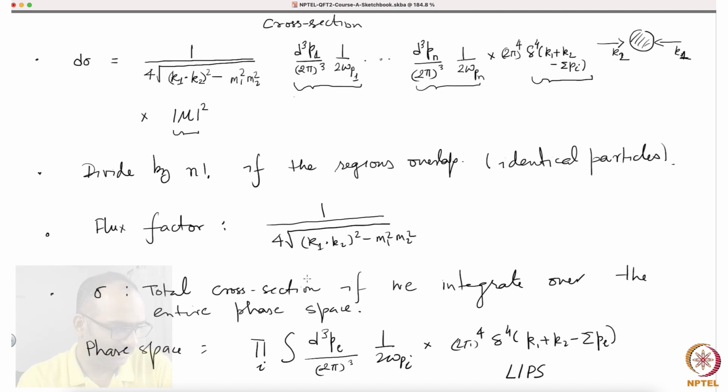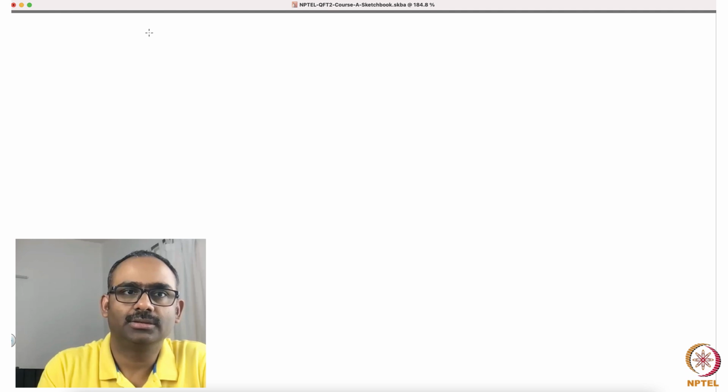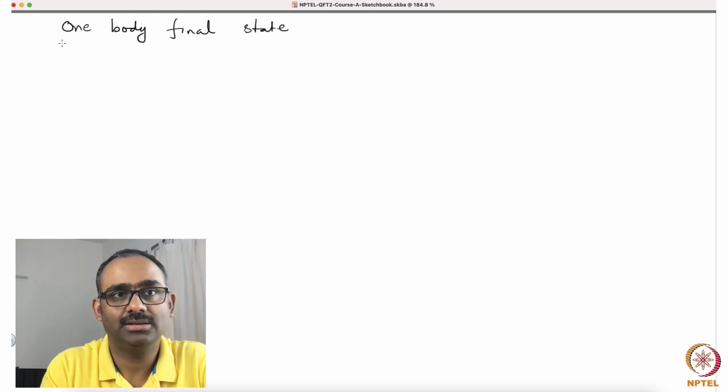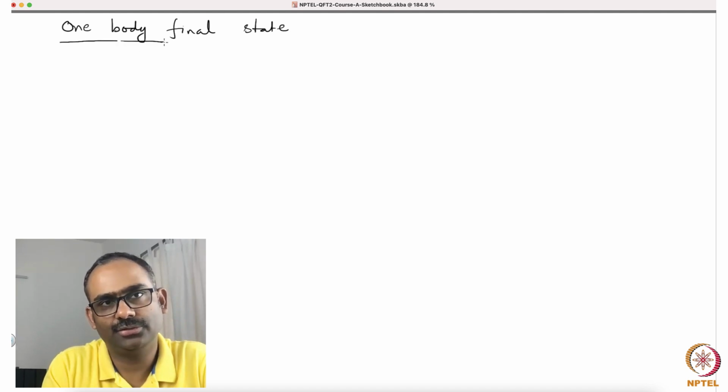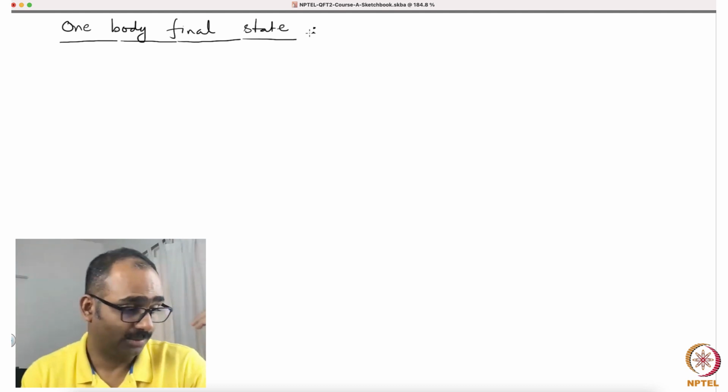Good. Then let's look at some examples. First, let's look at a process which has a one body final state. This will be useful when you are studying deep inelastic scattering, and we will not do that in this course, but at least I can talk about phase space here.